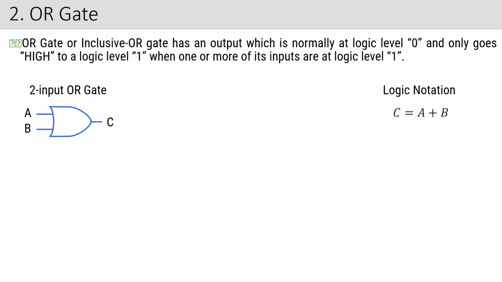The logic notation for an OR gate is C is equal to A plus B. Now, don't get confused with this plus sign. This plus sign does not mean that you will have to add them up. It shows that either of them. Here, this plus is signifying either of them. So don't ever get confused, because some students have this confusion.